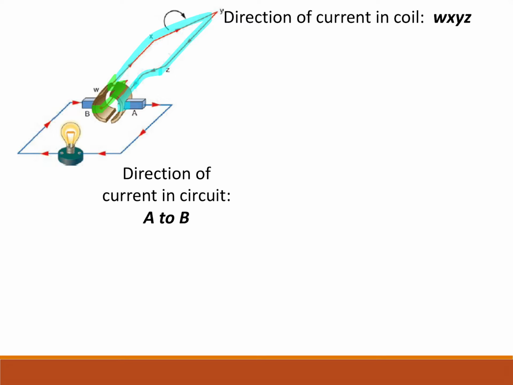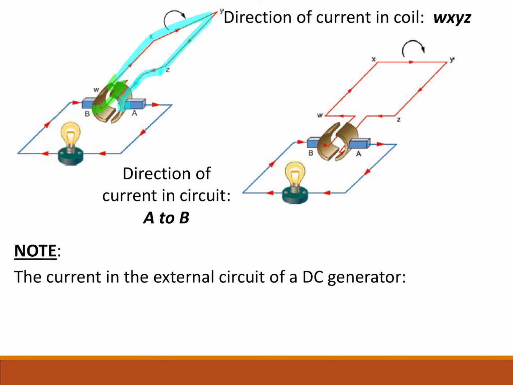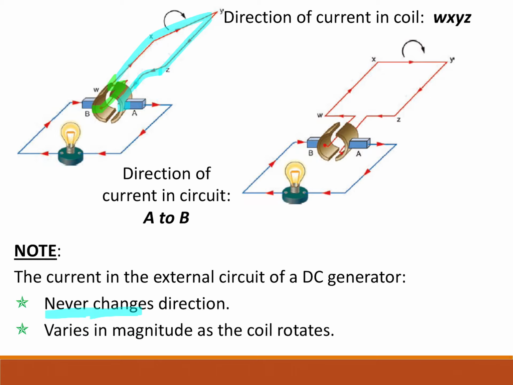So in other words, it's changed direction inside the coil, but the external circuit still sees that it's going from A to B. So outside the coil, the light bulb thinks that the current just keeps going in the same direction every single time. And that means it's getting a direct current. So make note. The current in the external circuit of a DC generator never changes direction. But it does change in size, because of the way it's created.